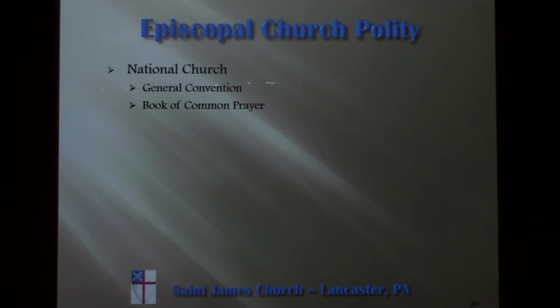So how was the church organized? Well, there's the national church with the presiding bishop in charge. The national church does general convention and the Book of Common Prayer. They also do the canons, the national canons, which are the rules for the whole church. Then there are provinces, a geographical collection of provinces. There's 9 provinces. We're Province 3, and Province 3 includes Virginia, West Virginia, Pennsylvania, Delaware, and Maryland.